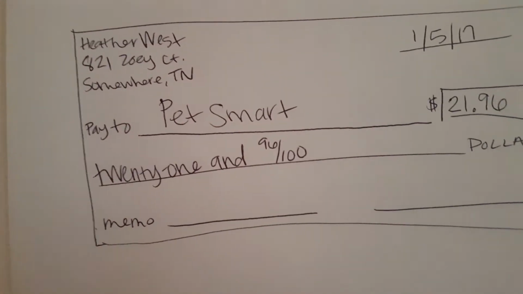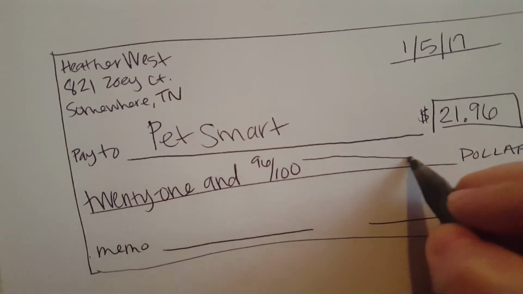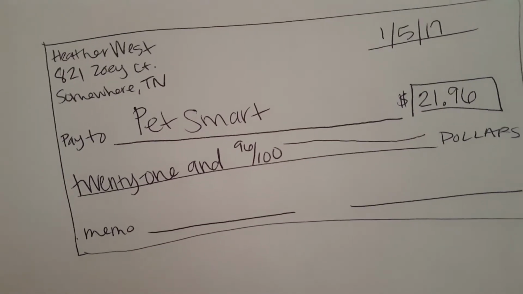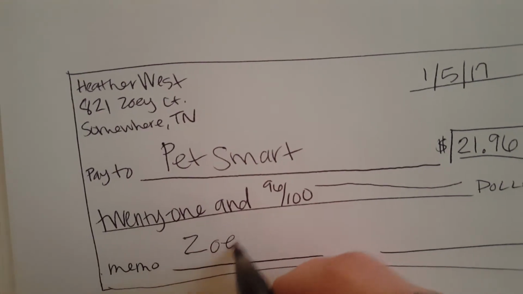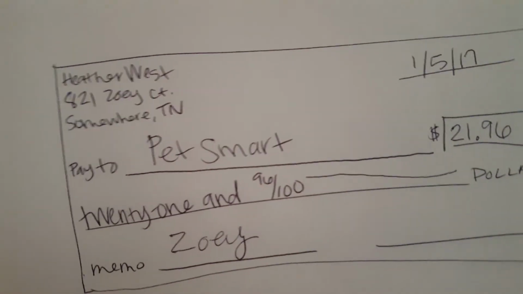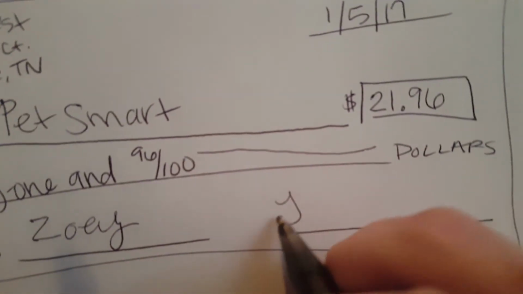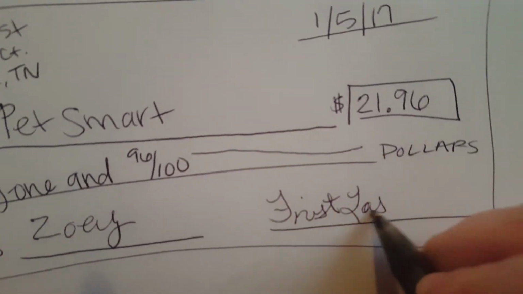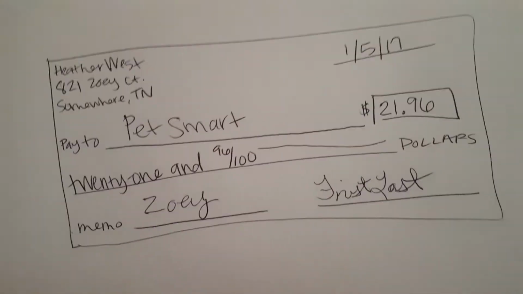So we get 21 and 96 out of 100, and we talked about drawing this line so nothing else can be added in here that might come out of our bank account. We don't want that. In my memo, I'm making a note to myself of what I was spending this for, so I'm going to write Zoe. And then, of course, on this line, you're going to write your name in cursive. It needs to be your first and your last name. Right, and that is how you write a check.